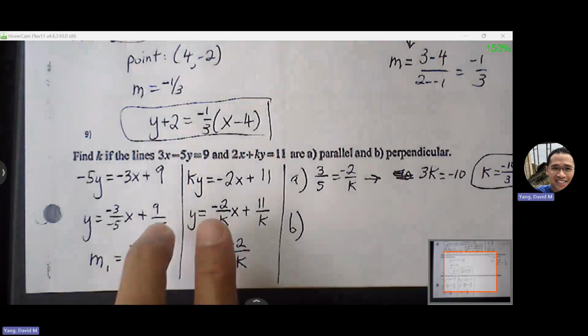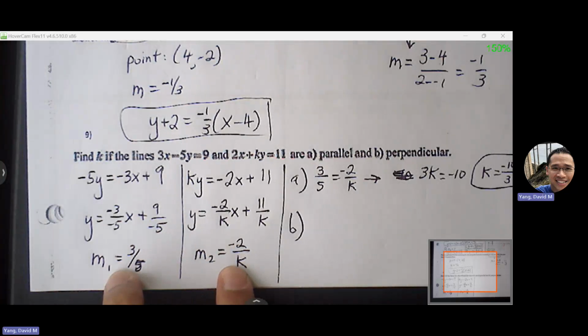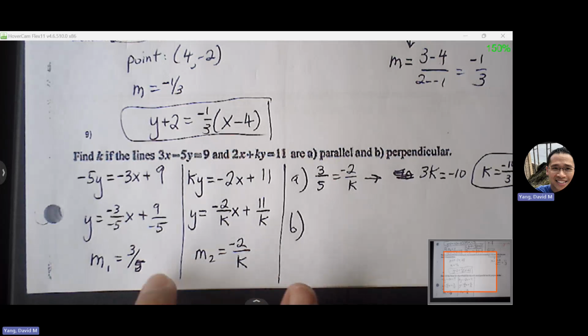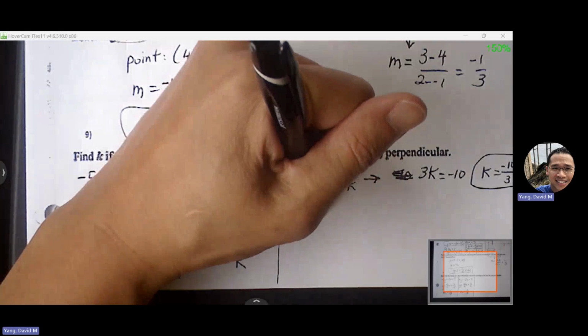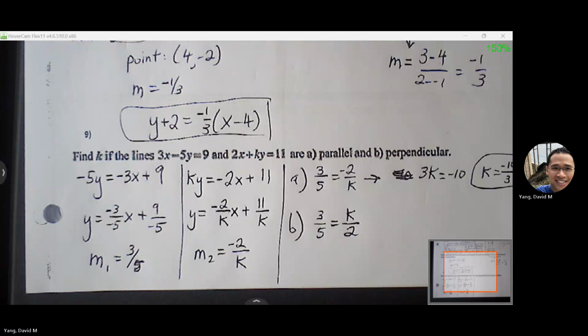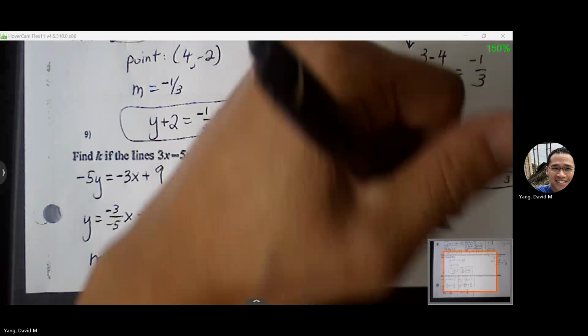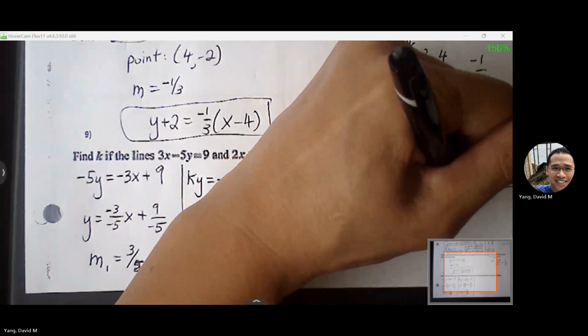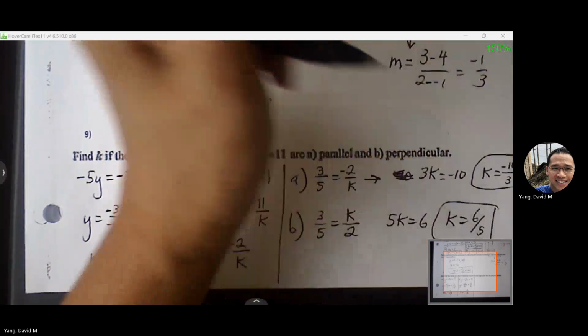Okay, if we want to create a scenario where these two slopes are perpendicular to each other, what can we do? Yeah, make one of these opposite reciprocal. So you can either flip this, change the sign, or flip this, change the sign. It doesn't matter. Just make sure you don't do it to both, right? You just choose one of them and you flip it, and change the sign. So I'm going to change the second one here. That's part B.